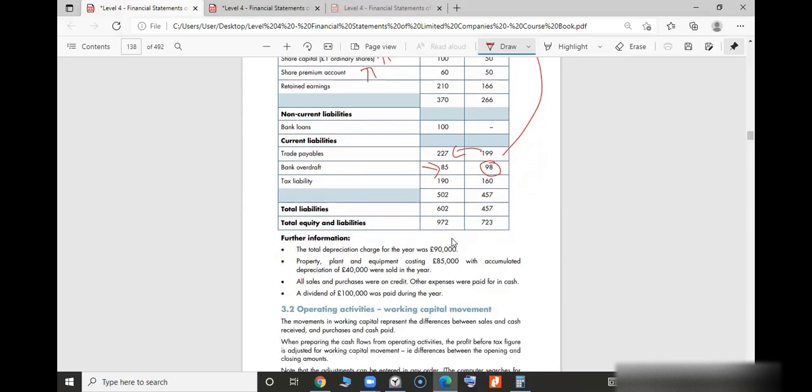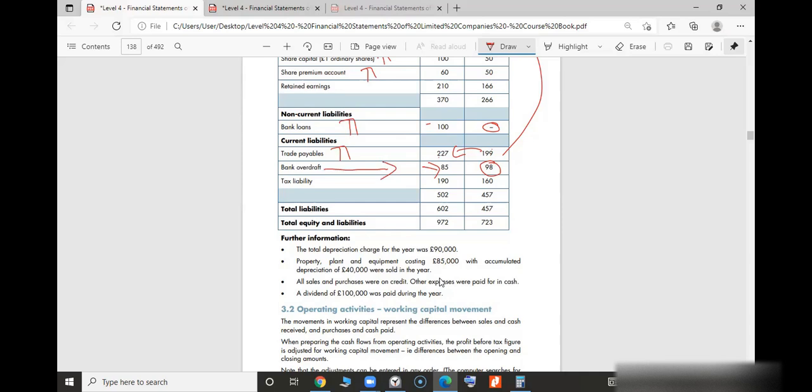Loan, look at the loan. You had no loan, but you have 100 loan. What happens to your cash flow? Tell me this year. Cash flow has gone up, an increase. Thank you. Everybody is correct. Okay, payables. Now 199, this time more payables. Tell me, cash flow up or down? In terms of payables, up. Thank you. I hope you understood how you do the overdraft.